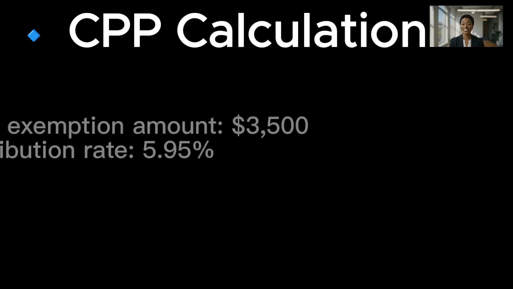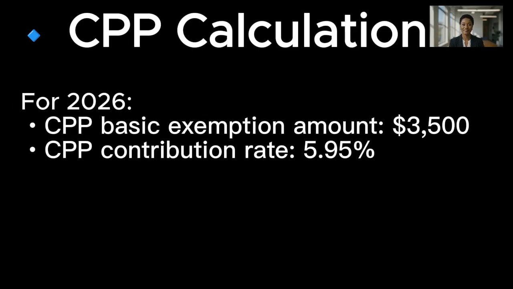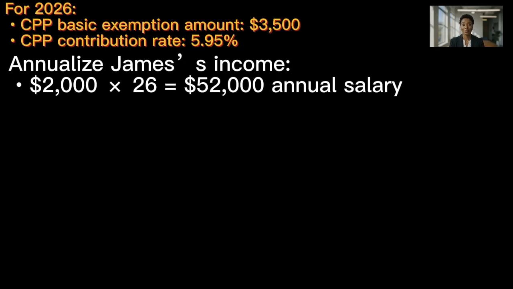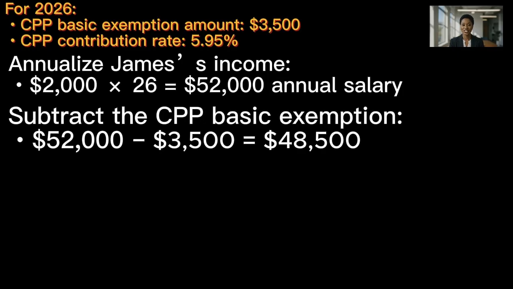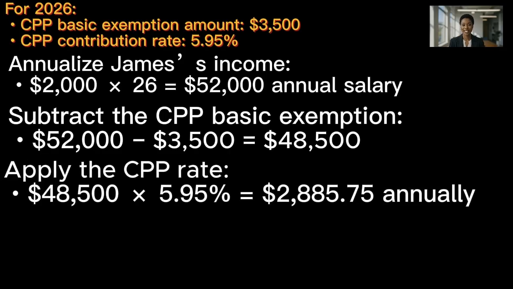CPP, the Canada Pension Plan. For 2026, the basic exemption amount is $3,500, and the CPP contribution rate is 5.95%. James earns $2,000 bi-weekly, so to annualize his income, we multiply that by 26 pay periods, giving us an annual salary of $52,000. From this amount, we subtract the CPP basic exemption of $3,500, leaving $48,500. If your annual income is less than $3,500, you don't have to pay CPP at all.